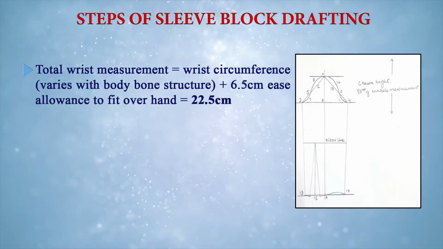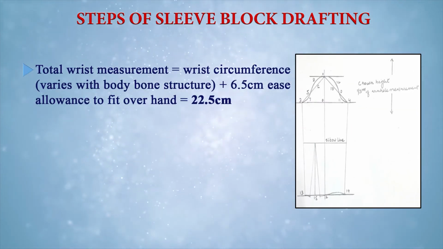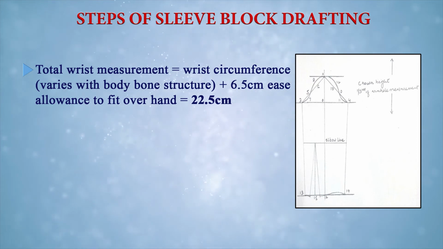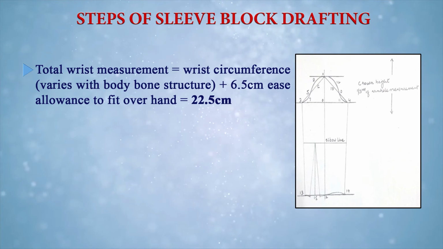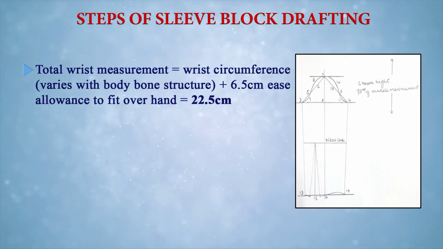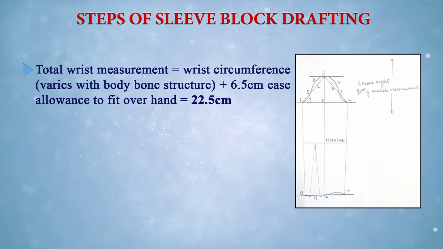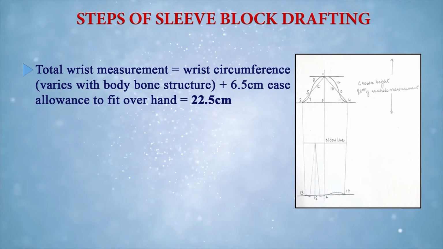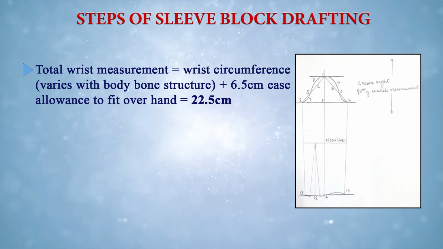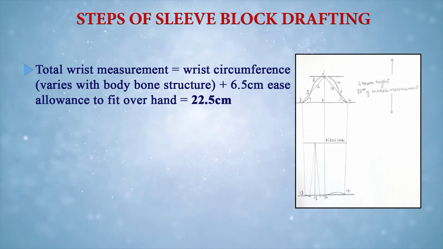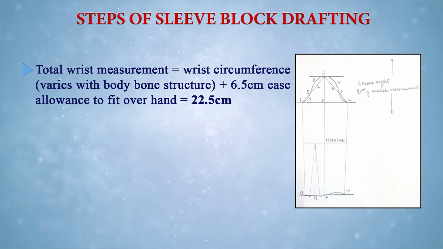So the total wrist measurement is equal to wrist circumference, which varies according to body bone structure. Then we add 6.5 centimeter of ease or seam allowance to fit the overhand, and the total amount we will be taking for creating a basic sleeve will be 22.5 centimeter.